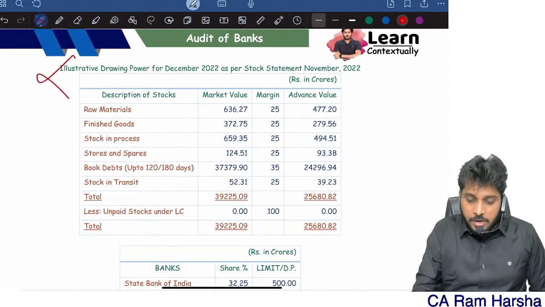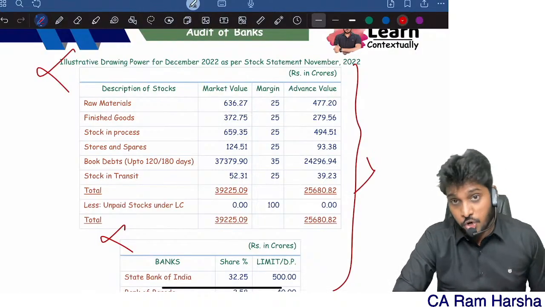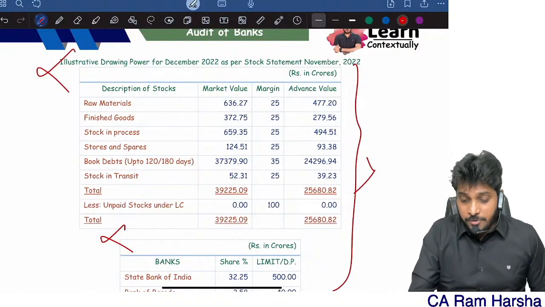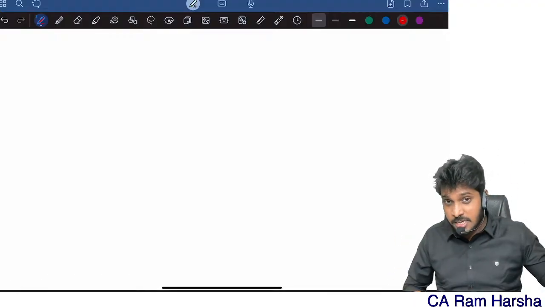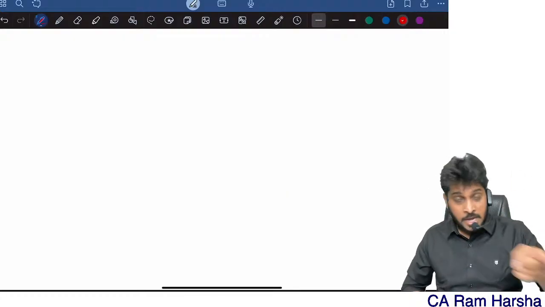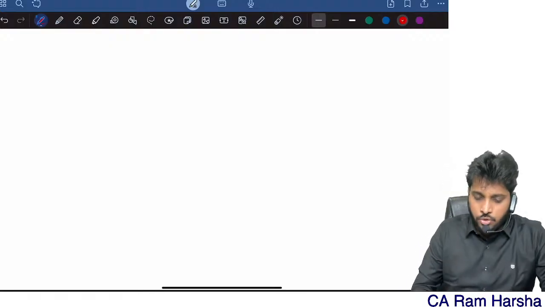Now here they have given the computation of drawing power in the ICA book. This format is wrong. ICA has given a wrong format. How to compute drawing power, I will tell you. This is very important. Even in the recent CA Final exam they asked a drawing power calculation in an MCQ, in the CA Final May 25 exam. In Inter also many times they have asked how to calculate drawing power.